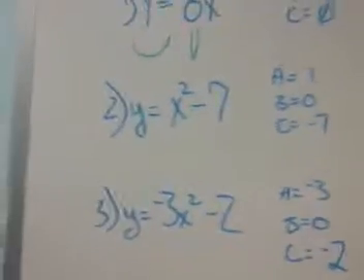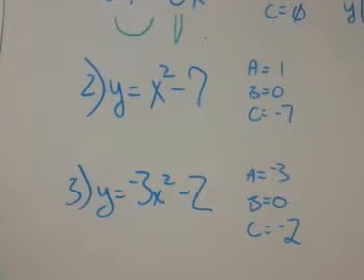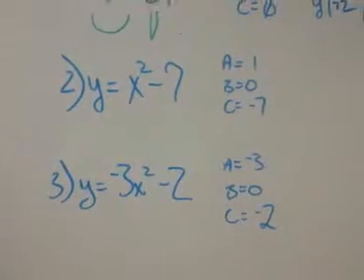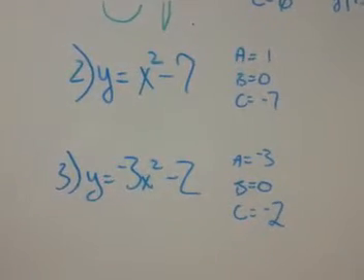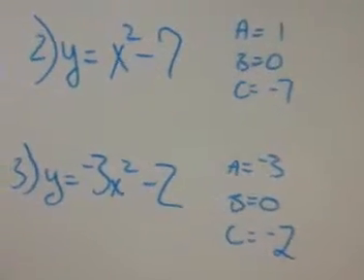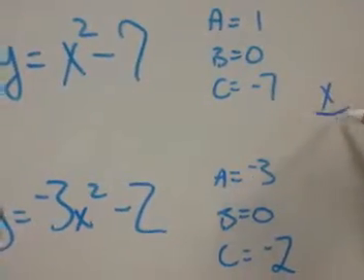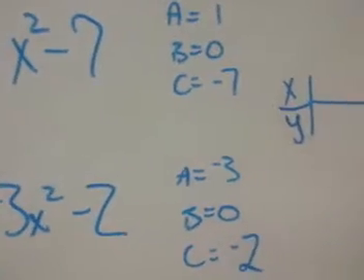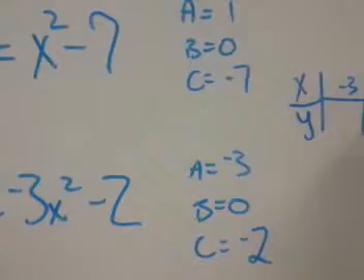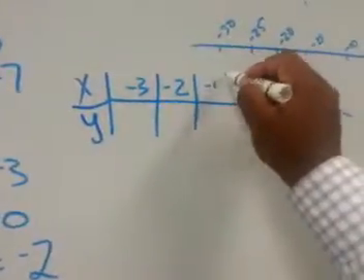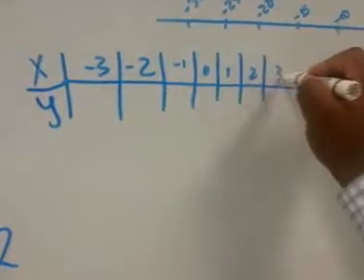Let's try this one. Here, y equals x squared minus 7. A is 1. The b value is 0. The c value is negative 7. Okay. So, easy enough. You come up with a table. x, y, negative 3, negative 2, negative 1, 0, 1, 2, 3.